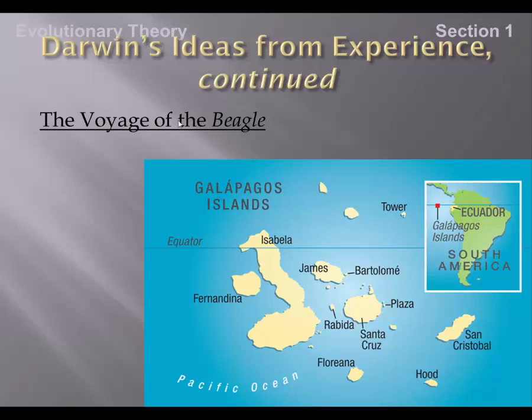You can see here the Galapagos Islands are off the west coast of South America, specifically Ecuador, right on the equator. And there's a number of different islands, and he noticed that a lot of the organisms found even on the different islands of the Galapagos had traits that were slightly different.